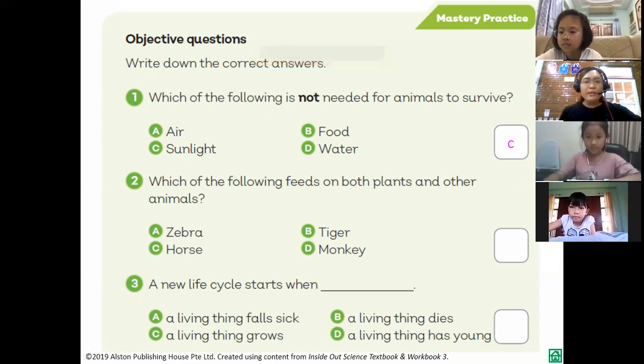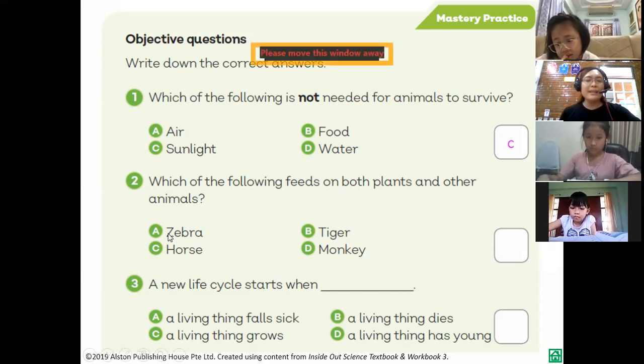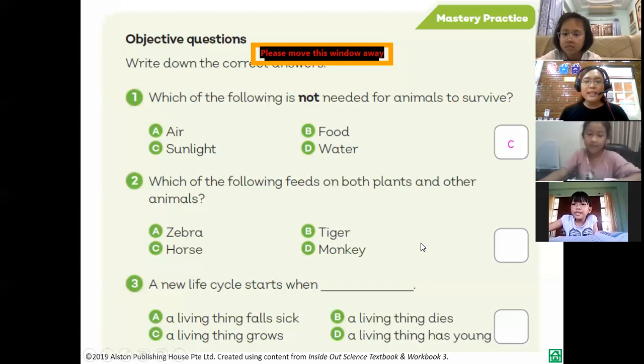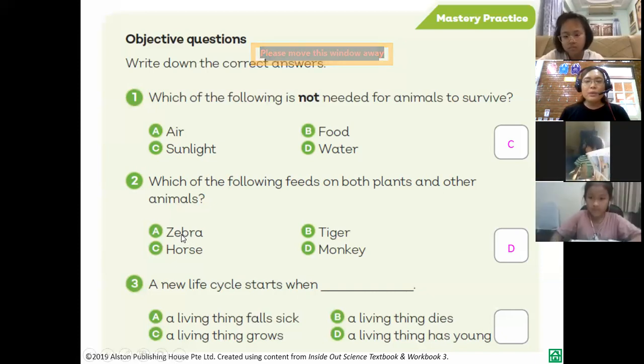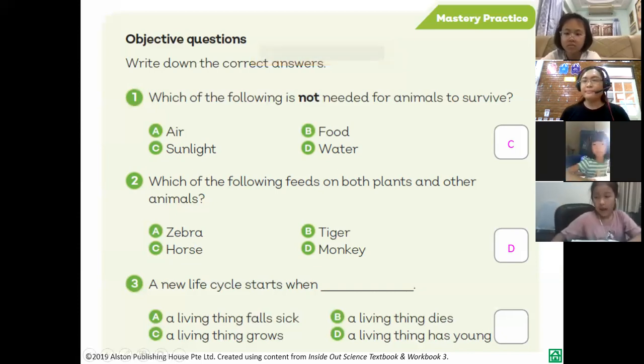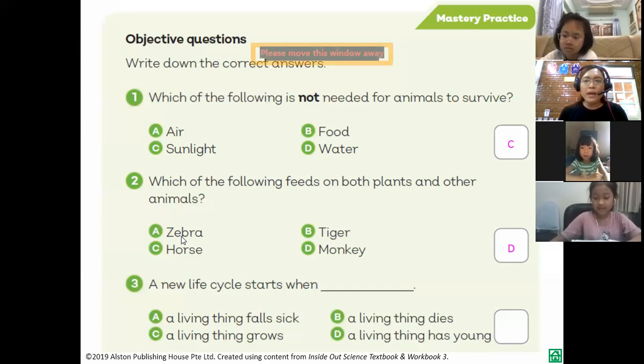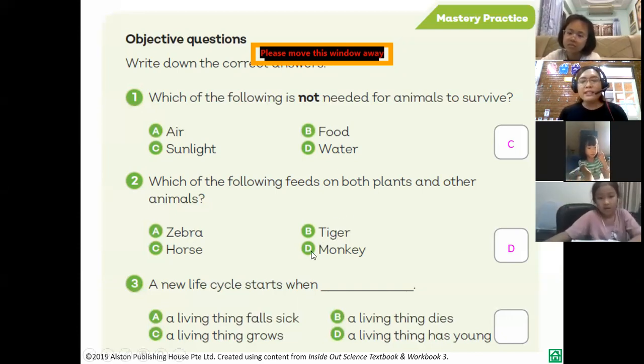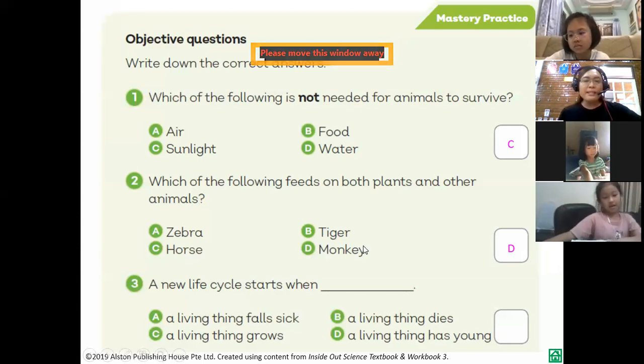Okay. Now let's proceed to number two. Which of the following feeds on both plants and other animals? Letter A, zebra. Letter B, tiger. Letter C, horse. Letter D, monkey. D, monkey. Very good. Why not zebra and horse? Because zebra and horse, they eat plants only. And tiger, they eat other animals. So the answer is letter D, because monkey, they eat both plants and animals.